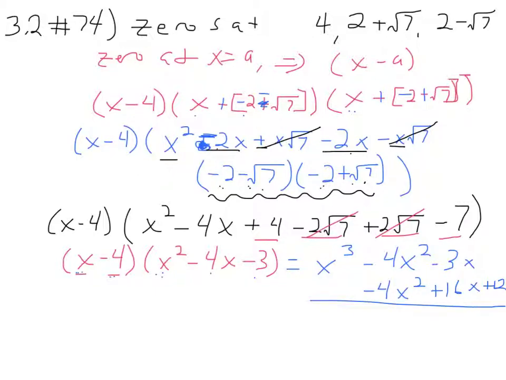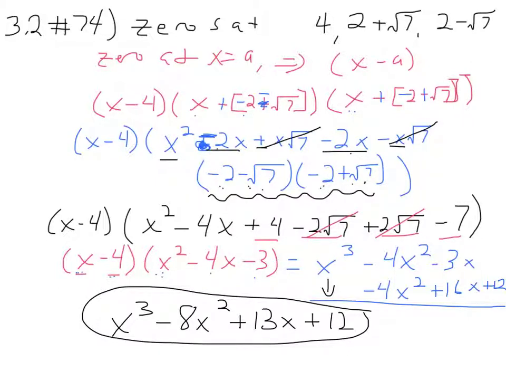Alright, since I'm running out of room over there, I'm going to move over a little bit. And I'm going to add up down my columns. Well, there's only one x cubed, minus 4x squared and a minus 4x squared is a minus 8x squared. 16 minus 3 is a plus 13x. And then 12, well, there's only the one 12.